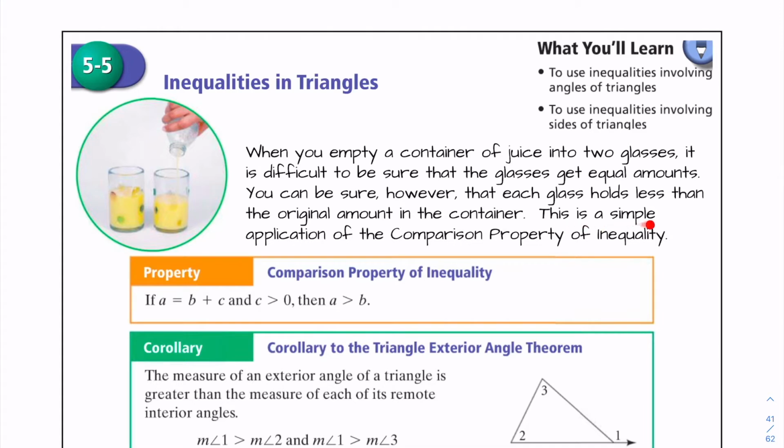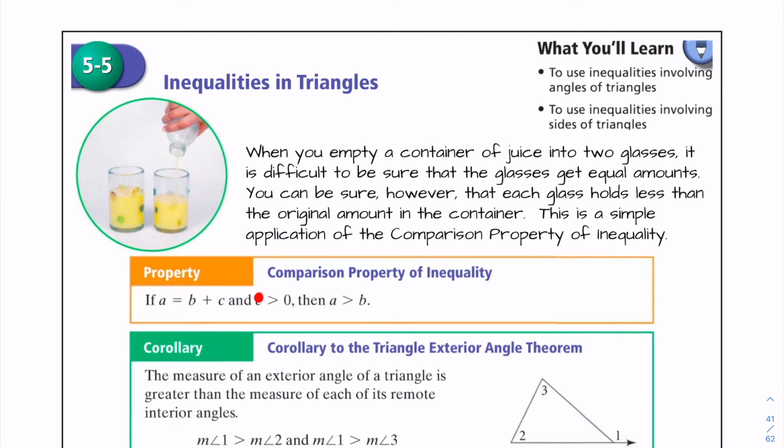So this is a simple application of the comparison property of inequality. The comparison property of inequality states that if A equals B plus C, and C is greater than 0, then A is greater than B.